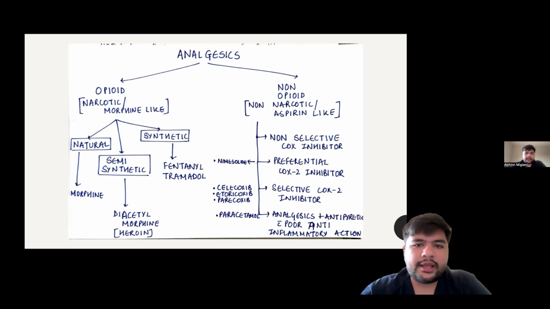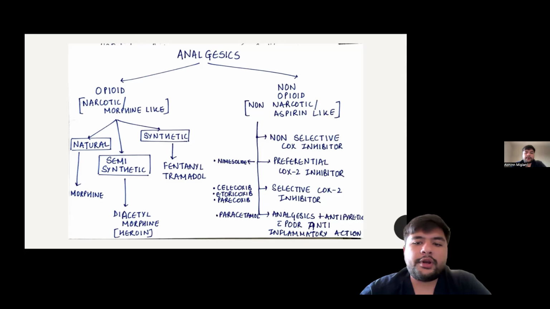This is a small diagram I have made, a flowchart of the classification of analgesics. Analgesics can be broadly classified as opioids and non-opioids. Opioids mean narcotics or morphine-like, while non-opioids are non-narcotics or aspirin-like. Opioids can be divided into three major groups: natural, semi-synthetic, and synthetic. Natural, derived from plants, like morphine. Another example is codeine, which I have not written here. Semi-synthetic includes diacetyl morphine, also known as heroin. Synthetic includes fentanyl and tramadol.